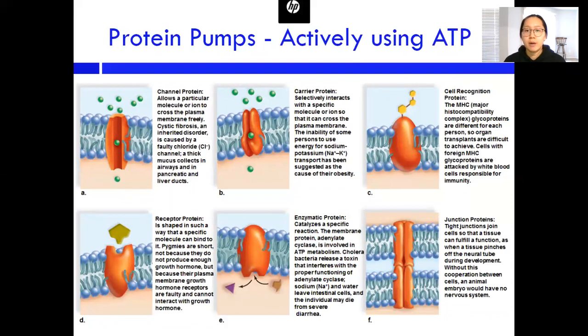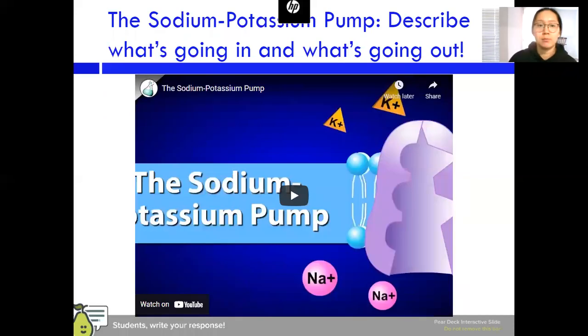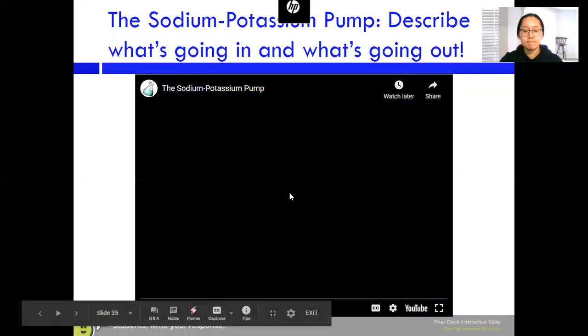Sometimes they'll use protein pumps, which will help pump things out of the cell, and that takes energy because it's literally a pumping station, right? So here is a sodium-potassium pump. Describe what is going in and what is going out in one sentence.